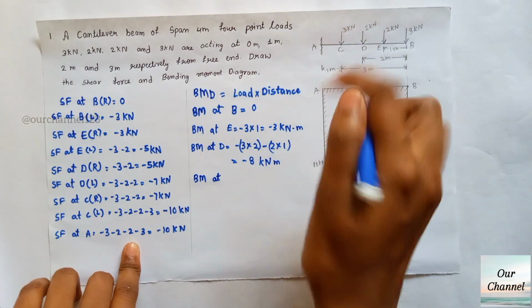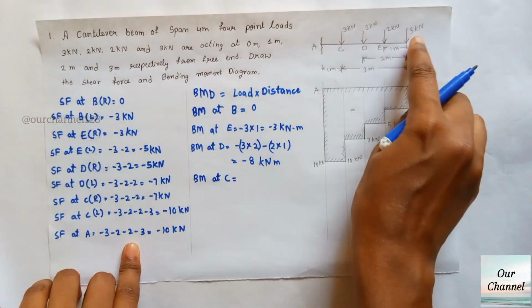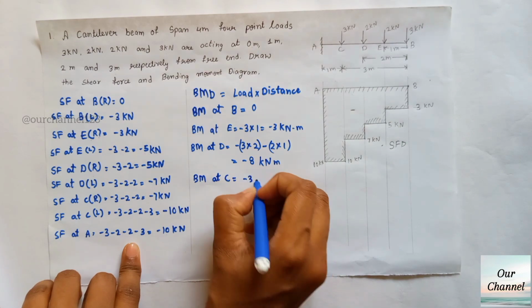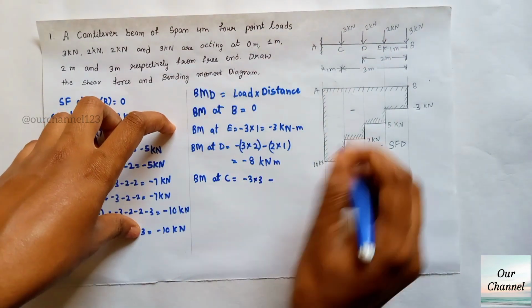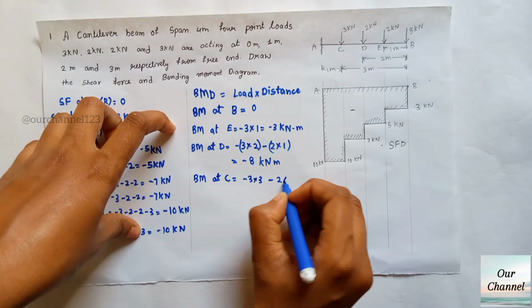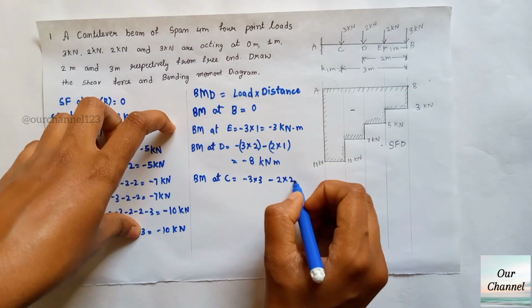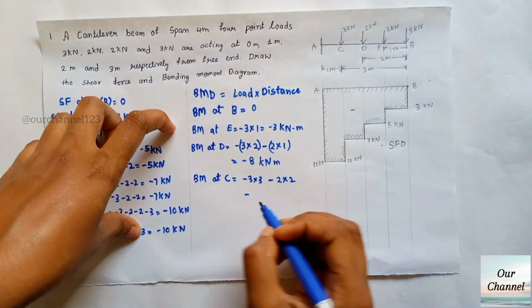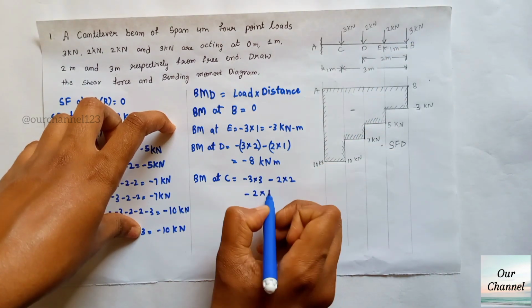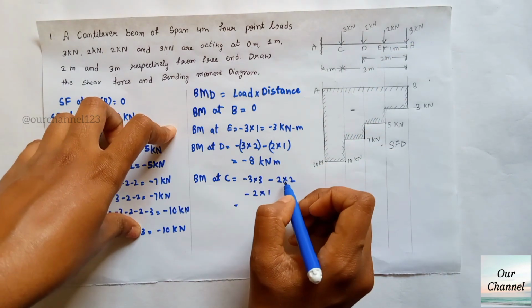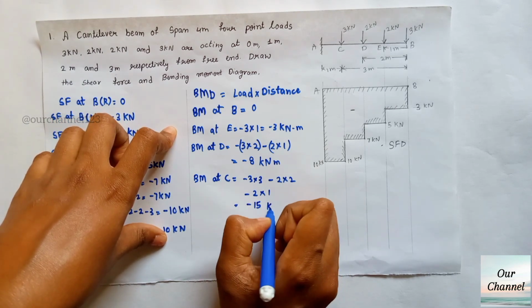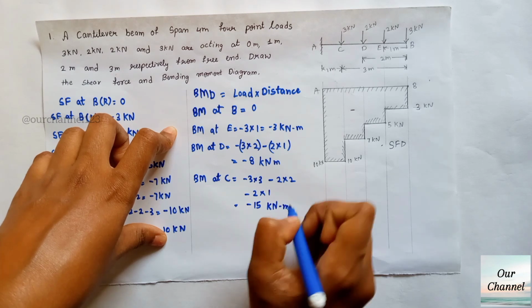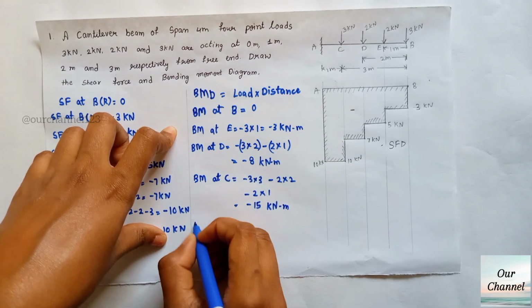Bending moment at C. So there are three loads on the right side. First is 3 kilonewton at a distance 3 meter. Next 2 kilonewton at a distance 2 meter. And 2 kilonewton at a distance 1 meter from C. So we will get 3 3s are 9, minus 4 minus 2, we are getting minus 15 kilonewton meter.